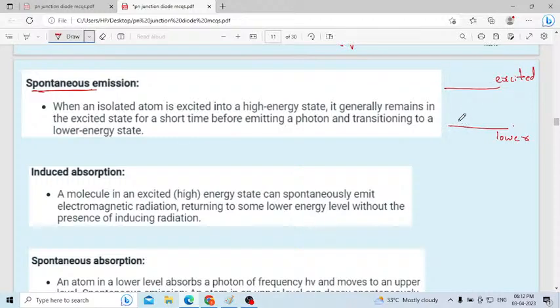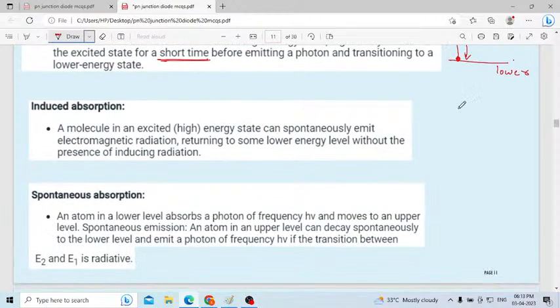When the electron moves from the lower level to the higher level, what will happen? It will reach the excited level, but immediately it will come back to the lower level. That is spontaneous. It doesn't want to stay in the higher excited state. Within a short time, it comes back to the lower level. We are talking about emission, no? Therefore it is coming from higher level to lower level.